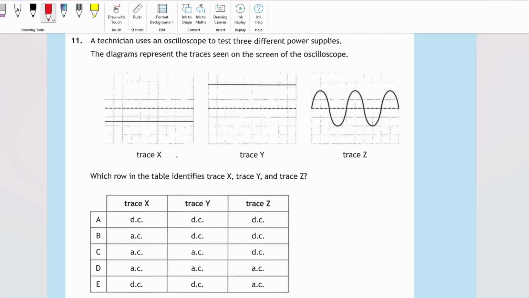So we can say trace X is DC, trace Y is the exact same, just up here. So this is also DC. And you can see here, this goes from positive to negative, positive to negative. So this must be AC. So the only answer here that works is E.